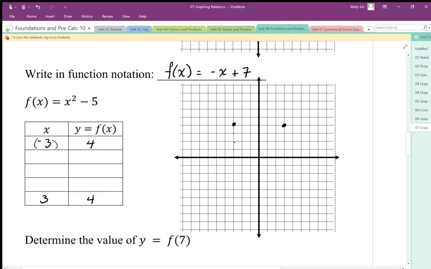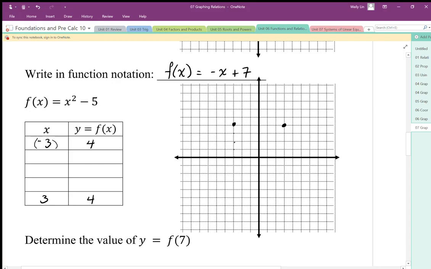Now, does this pass our function test? Is it okay for two parts of the domain to map onto the same number? And the answer to that is it's okay. It's the other way around that doesn't work. If we have two different numbers mapping onto the same x, that's a problem. But in this case, that's not the case, and it would pass our vertical line test here. So everything seems okay in terms of functions.